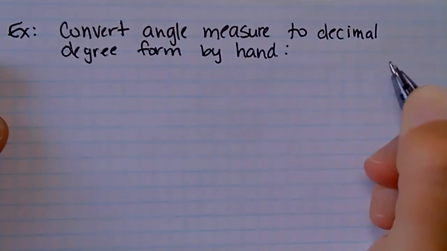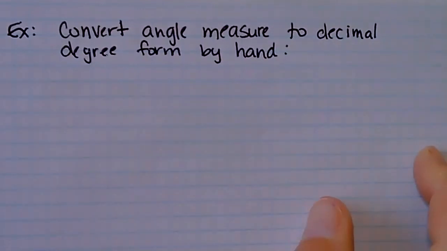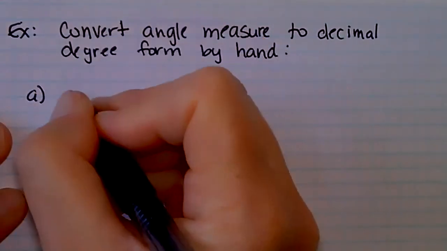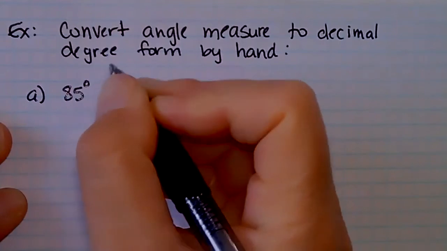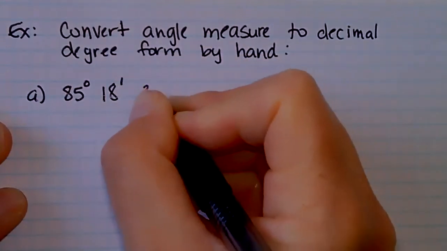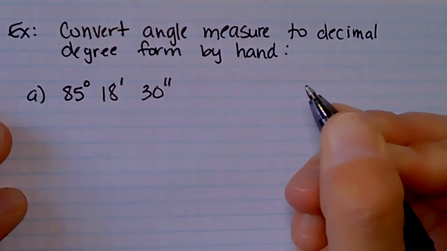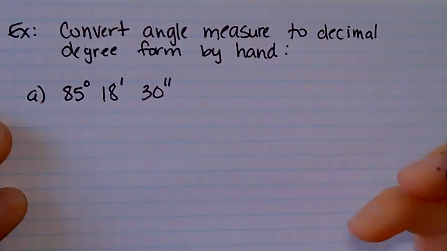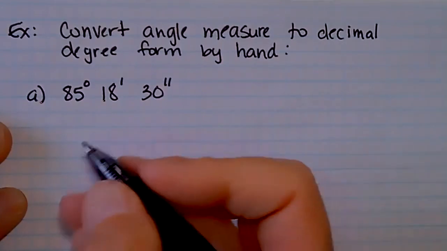And we're going to use a calculator to do the math, but we're going to be showing our steps here. That's what I mean by hand. So on the first one, let's say we have 85 degrees, 18 minutes, 30 seconds. And I want to convert that into decimal degree form. So this is how I go about doing it.